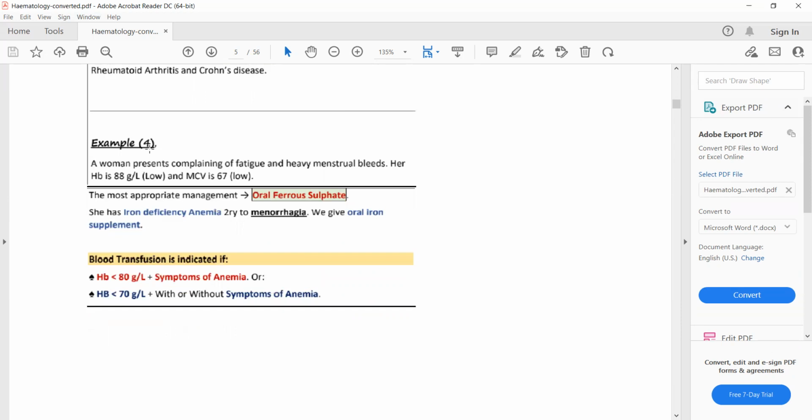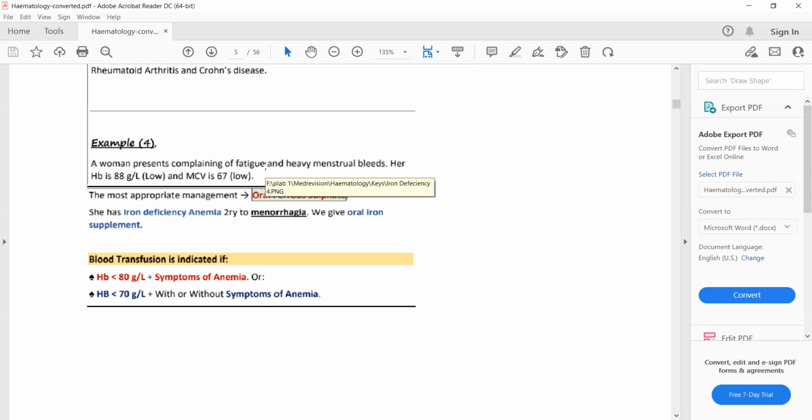So an example is given. A woman presents complaining of fatigue and heavy menstrual bleeds. Fatigue is a symptom of anemia. Pallor and fatigue are symptoms of anemia. So if someone presents to you with fatigue, then the cause will most likely be anemia. She has a history of heavy menstrual bleeds, so menorrhagia is the cause of her anemia, and her HB is 88, that is low. MCV is 67, that is also low. So low HB and low MCV, and due to chronic blood loss, the diagnosis is microcytic hypochromic anemia secondary to menorrhagia.